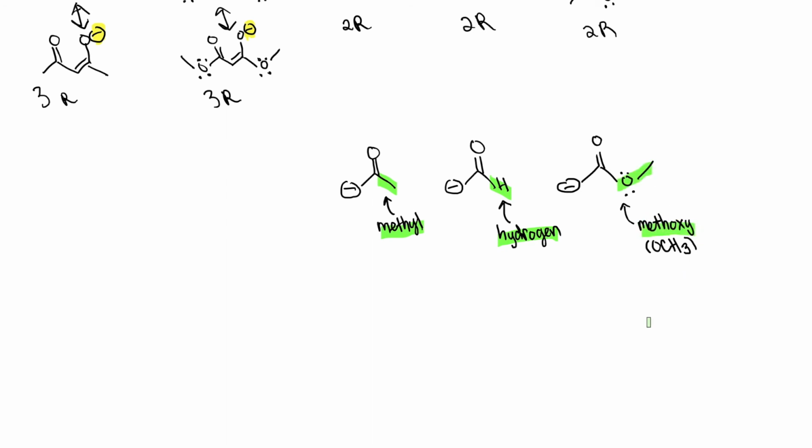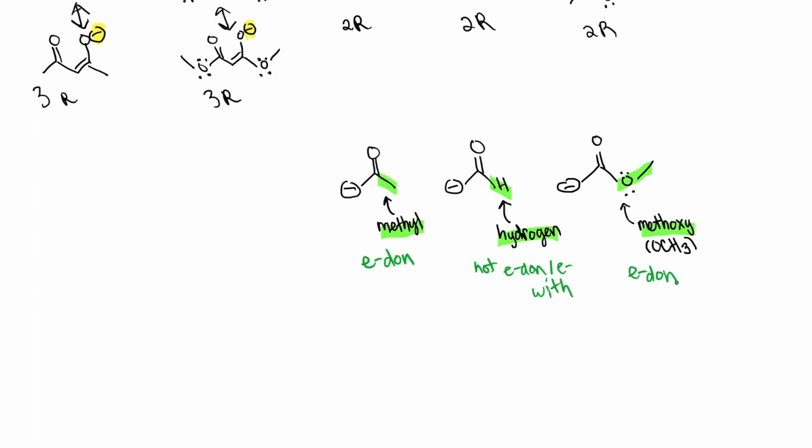So I want to look at the inductive effects of what I've highlighted, whether they're electron donating or electron withdrawing, and see what that does to stabilize or destabilize this negative charge here. So methyls are electron donating. So they would destabilize our negative charge. Hydrogens are not electron donating or electron withdrawing. So they won't really stabilize or destabilize our negative charge. Methoxy groups are actually electron donating.